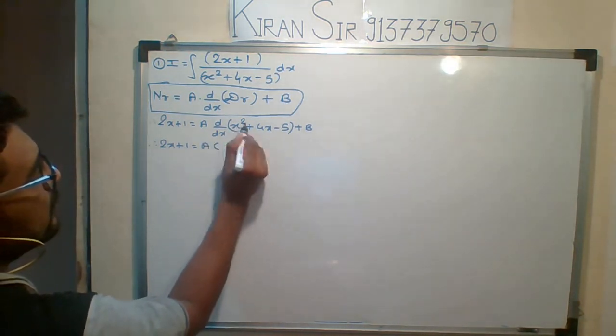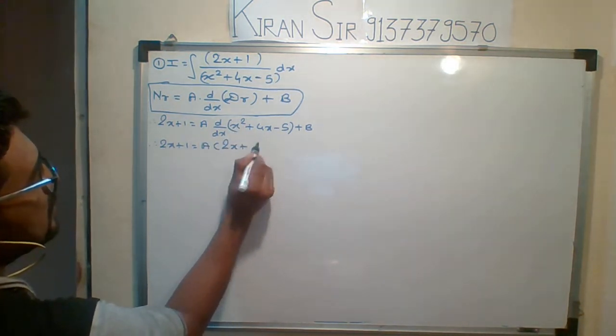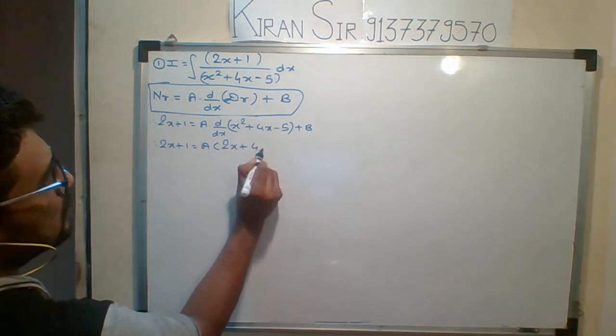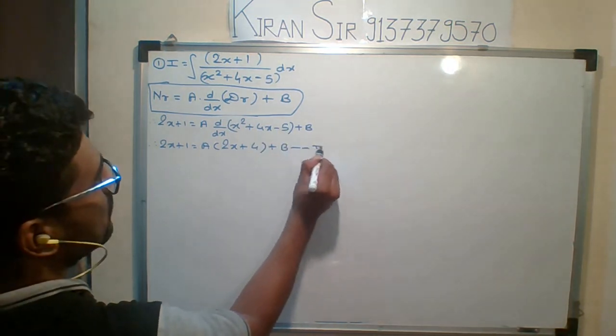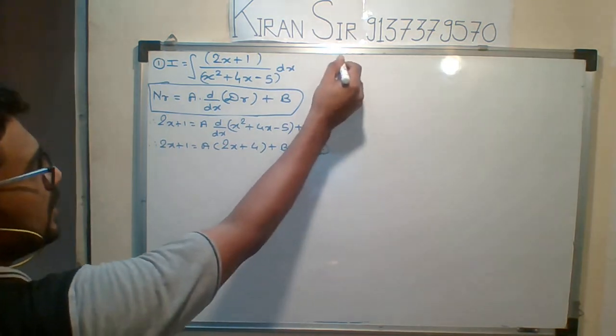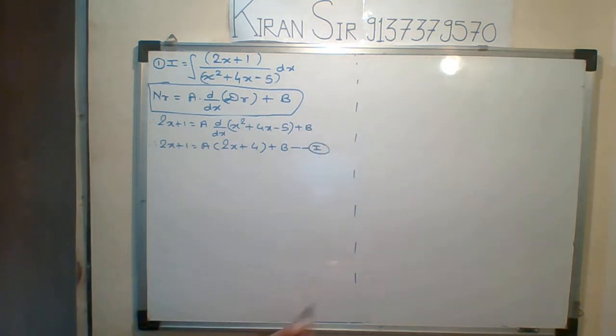So take the derivative of x squared, which is 2x. The derivative of 4x is 4, and the derivative of 5 is 0. That you know. So after differentiation, whatever equation is becoming, call it equation number 1.